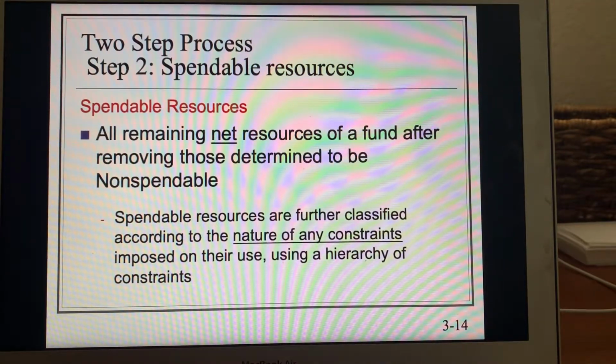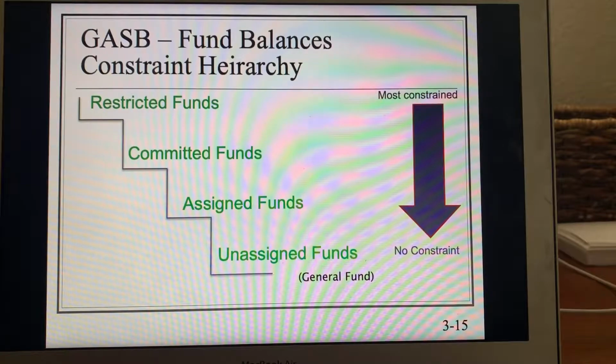Okay, so the second step, spendable resources: all remaining net resources of a fund after removing those determined to be non-spendable. So, excuse me, I'm still getting over a cold. Spendable resources are further classified according to the nature of any constraints imposed on their use using a hierarchy of constraints. So here's what it would look like. Here's the hierarchy. Restricted funds, committed funds, assigned funds and then unassigned funds, and then the general fund is at the bottom. So most constraint to no constraint.